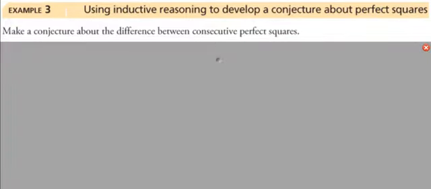In this example, we're asked to make a conjecture about the difference between consecutive perfect squares. Now, a conjecture is when we notice a pattern and we can say something about it. So we can take a look at what we have, what we can see, and make a statement about it. It might not be proven, it might not be provable. Now when we look at this question, it also says use inductive reasoning. So inductive reasoning, we're finding a pattern.